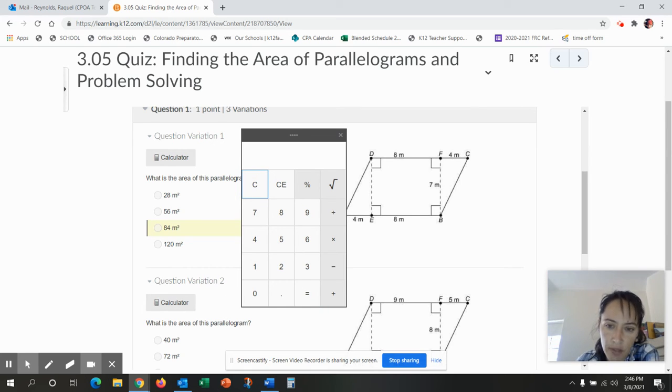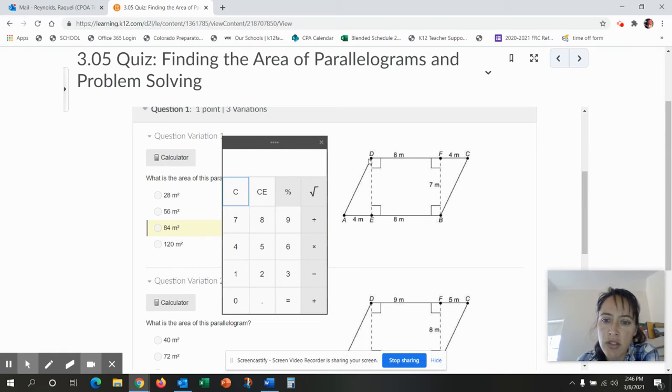How'd they get 84? Now, if you remember, we have to do the whole base. They're telling you that from D to F or from E to B, it's 8. And from F to C is 4, or from A to E, it's 4. So this whole base is 4 plus 8. Base times height, then we would do 7 times 12. Voila, 84 square meters is the area of that parallelogram.